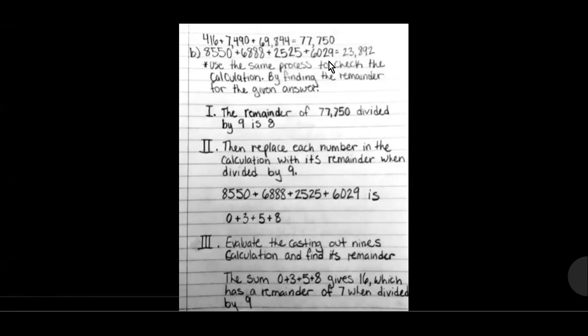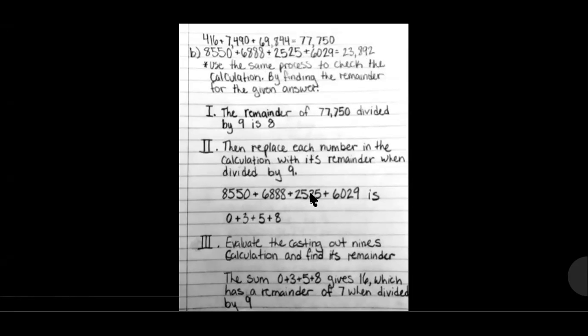And as you can see right here, use the same process to check the calculation by finding the remainder for the given number. The remainder of this number, when divided by 9, is 8. So keep this in mind. Then we add these together, and we divide by 9, and the remainder is 0. So it divides evenly, so we put 0 right here. Then we add all these together, we divide by 9, and it gives us a remainder of 3, and that's what we put right here.